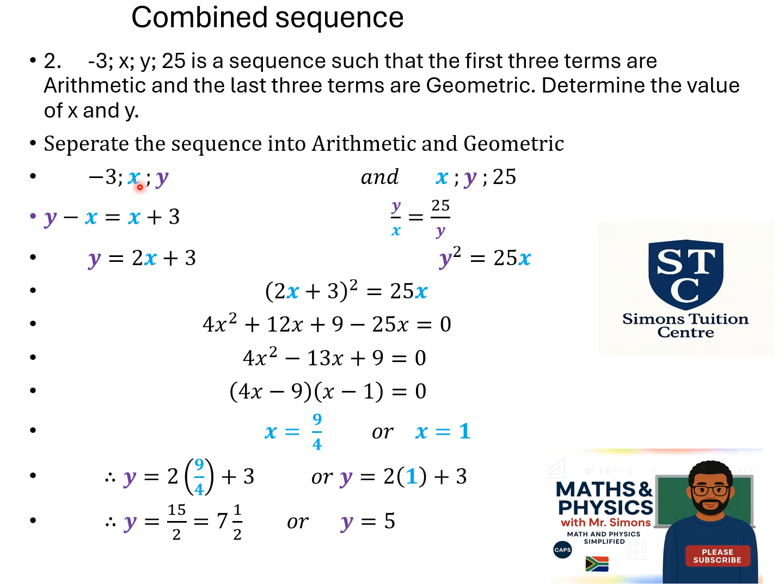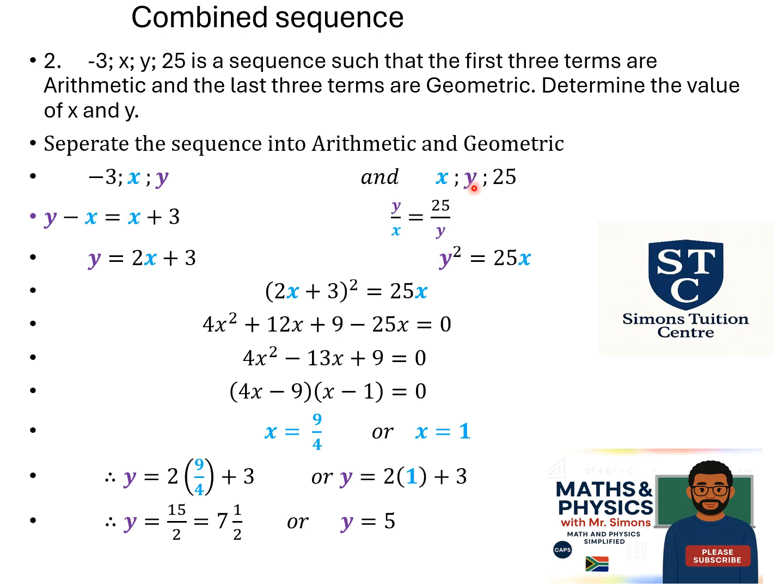So there, we start off: term 3 minus term 2, y minus x, must equal term 2 minus term 1. So there, x minus minus 3 becomes x plus 3. If I make y the subject of the formula, I'm going to take x across. Negative x becomes positive x. x plus x would give me 2x plus 3. So again, take note, it's term 3 minus term 2, all right, term 2 minus term 1. That's how I got that line.